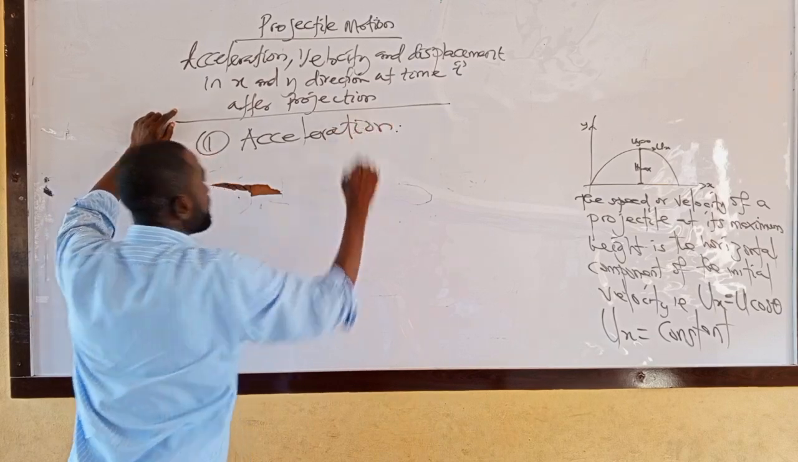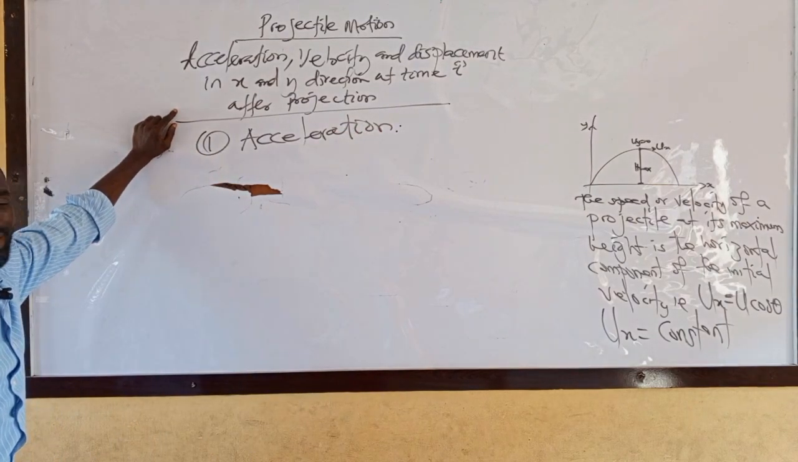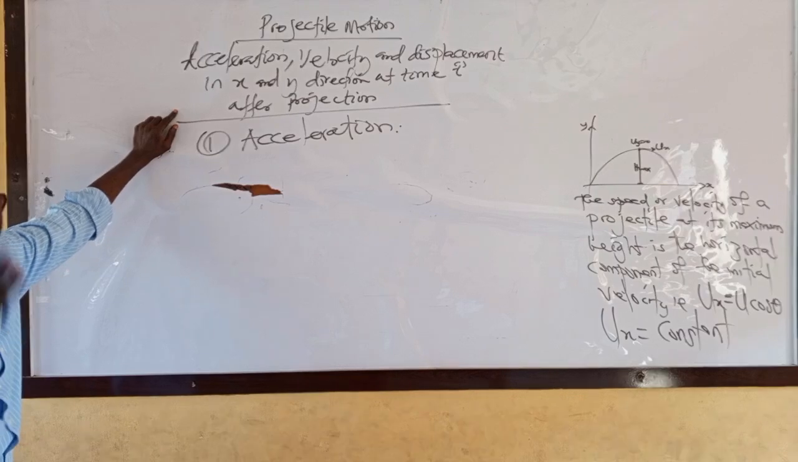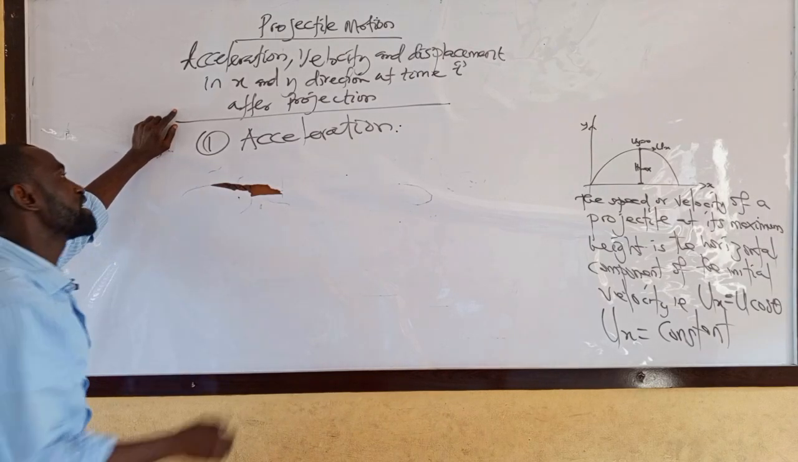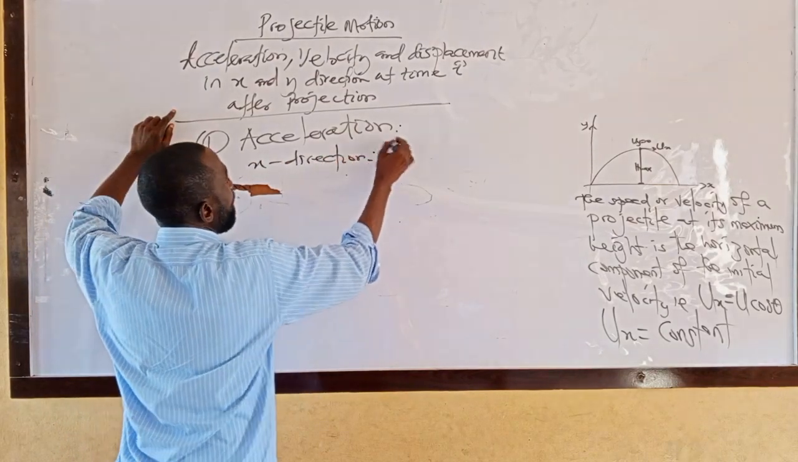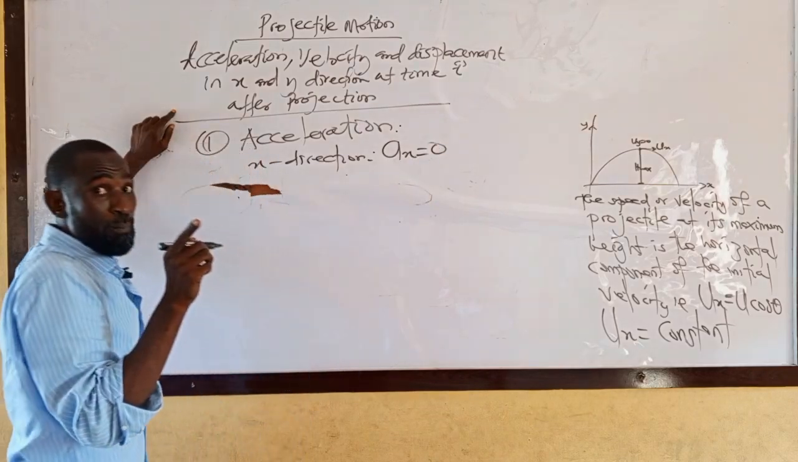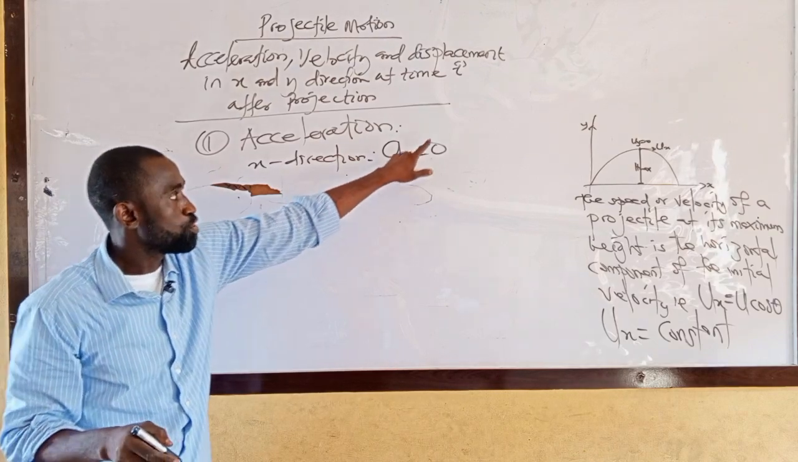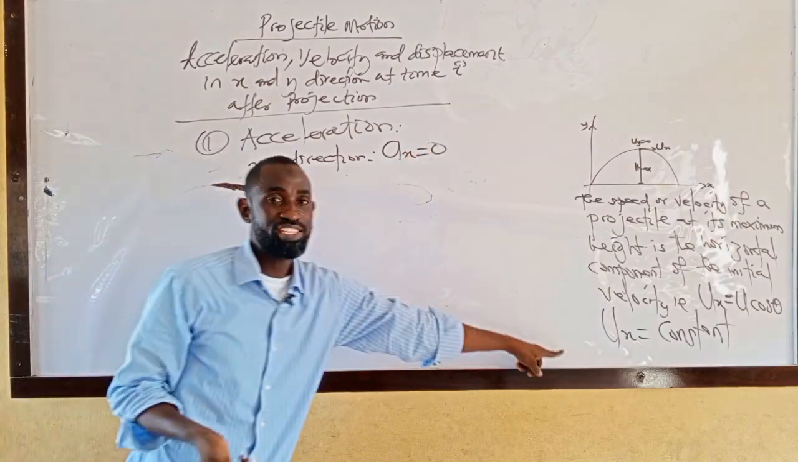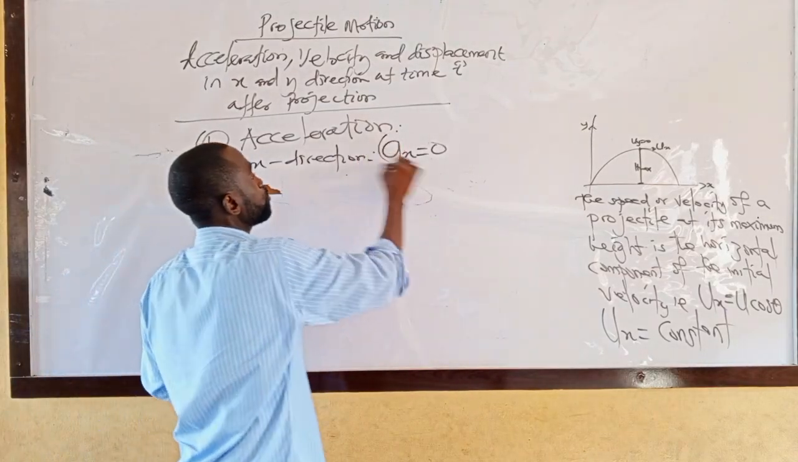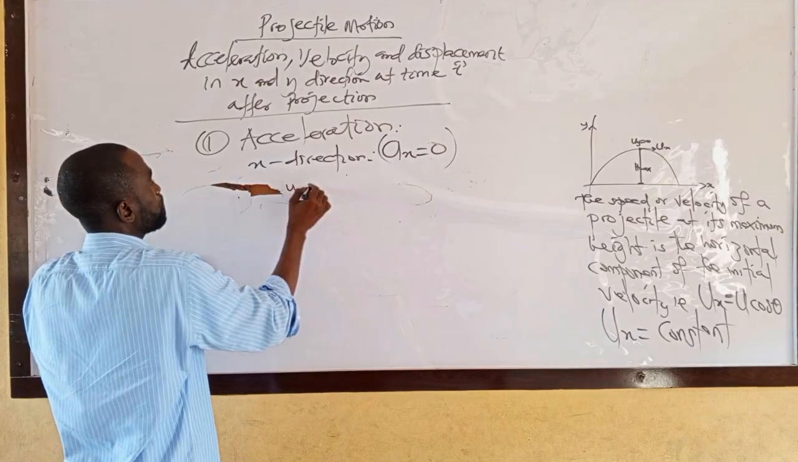Acceleration, take note. Since our U of X is constant, when you have constant velocity, acceleration will be equal to 0. Are you with me? So it implies that in the X direction of the motion, our A of X is equal to 0. Why? Because our U of X is constant. When velocity is constant, our A is equal to 0.